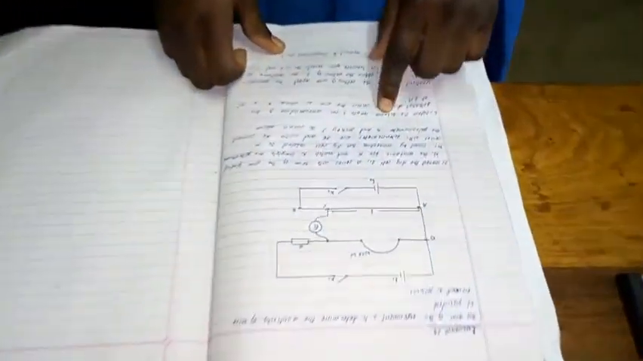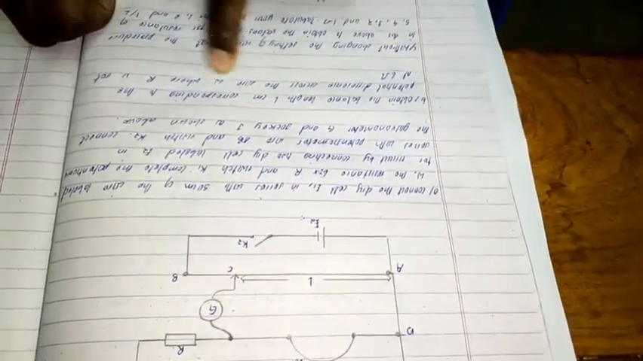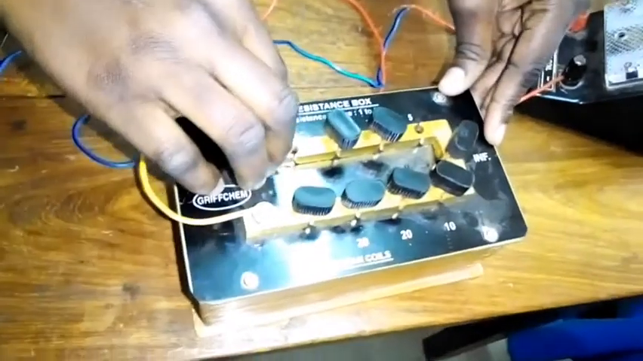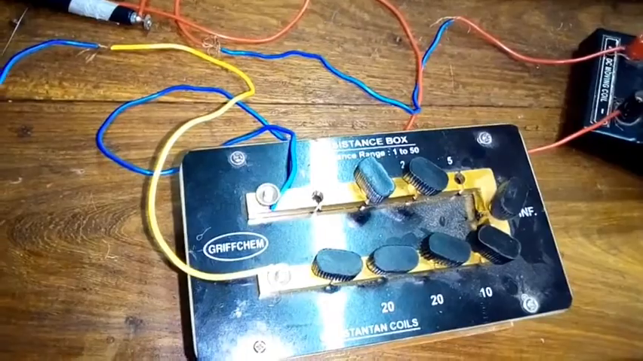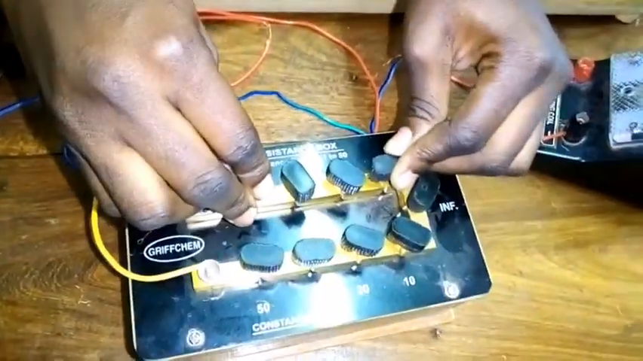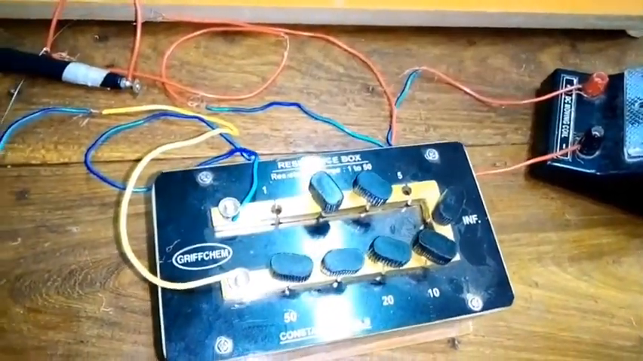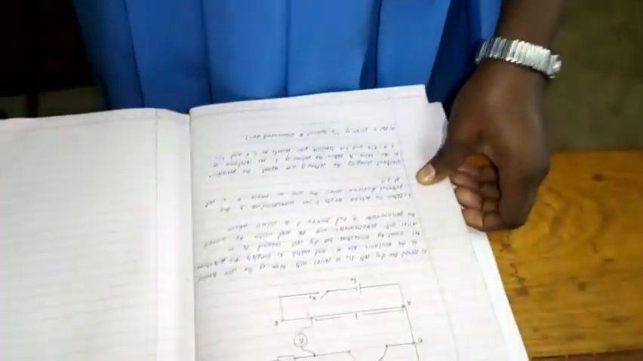Then obtain the balanced length L corresponding to the potential difference across the wire W, where R is at 6 ohm. So we have to set at our resistance box the resistance of 6 ohm. Initially here, we were having all these nodes closed, but our question needs only 6 ohm. So here we remove the 5 ohm and the 1 ohm, that makes a total of 6 ohm. Then you obtain the balanced length by using the jockey.